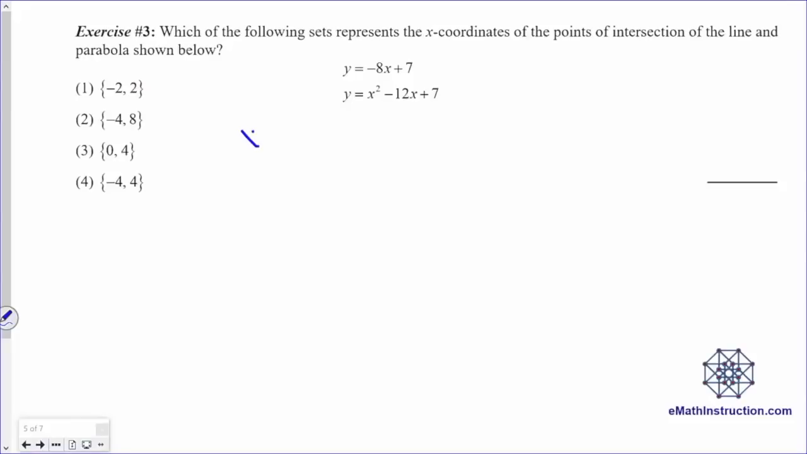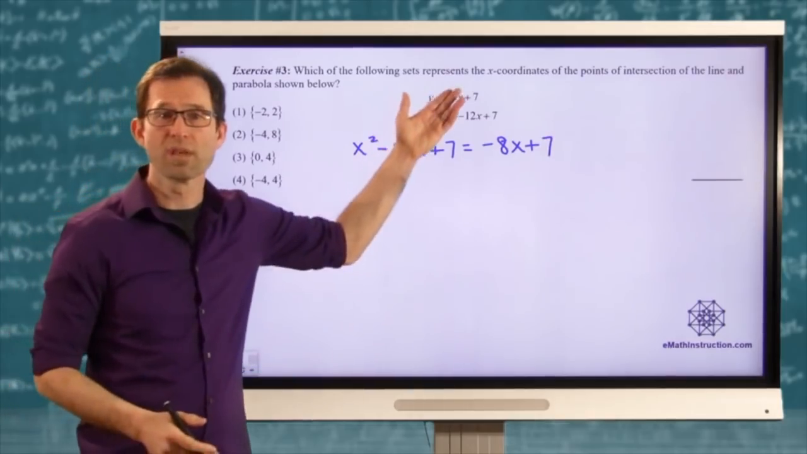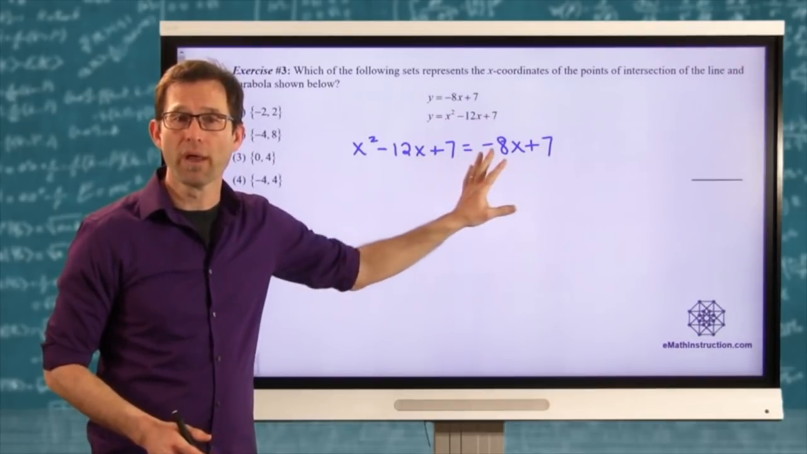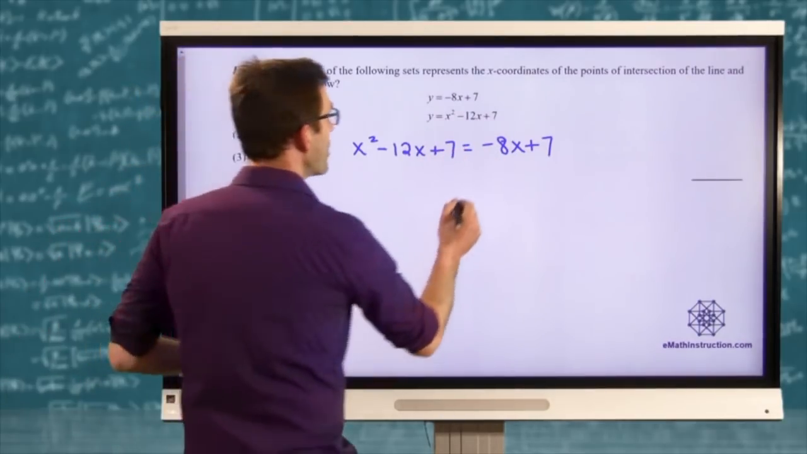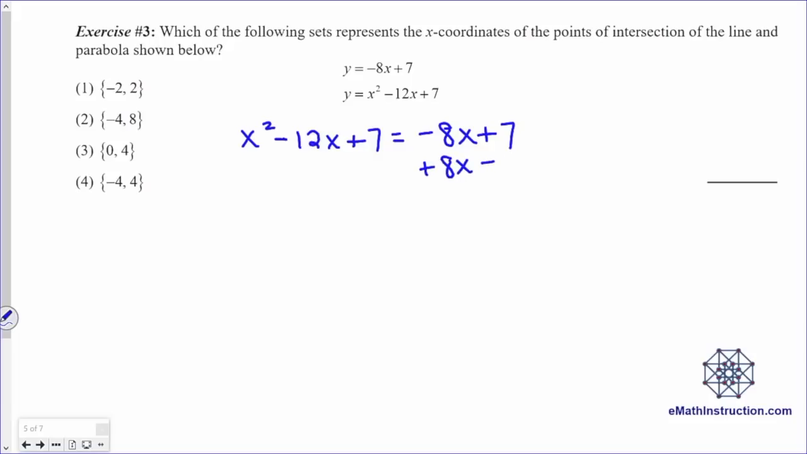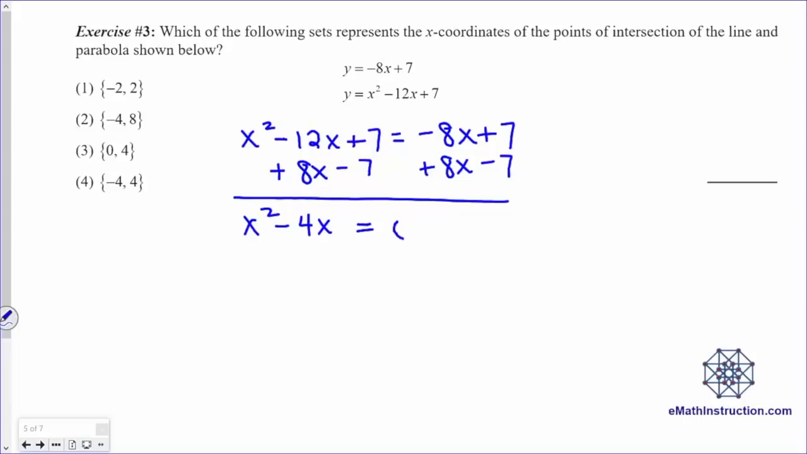I'm going to set the two equations equal to each other. x squared minus 12x plus 7 equals negative 8x plus 7, right? Just like before, set the two equations equal to each other. But now I want to rearrange this equation so it's equal to 0. I'll do that by adding an 8x to both sides and subtracting a 7. Wow, that is some messy writing. Let's try that again. Plus 8x minus 7. All right, so far so good. x squared, negative 12x, positive 8x is negative 4x. 7 minus 7 is 0, so I'm not going to even write that.